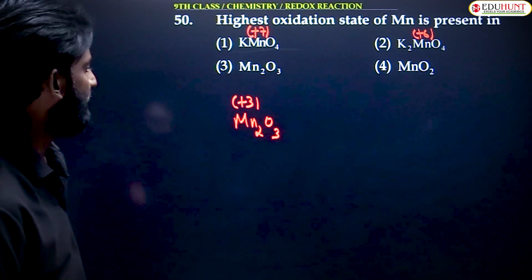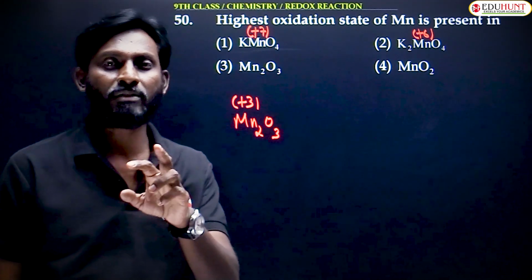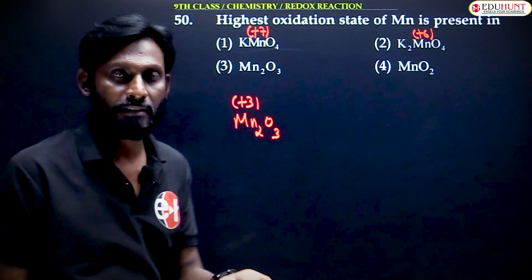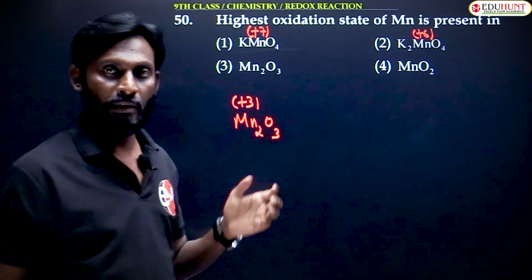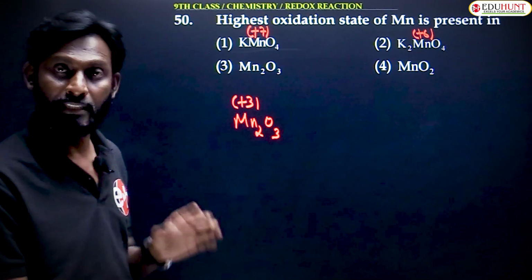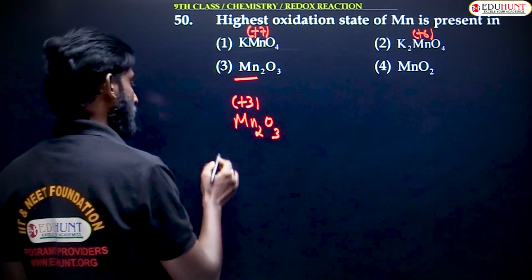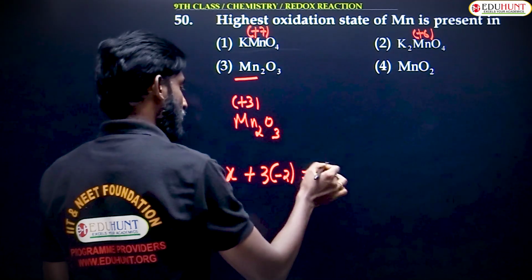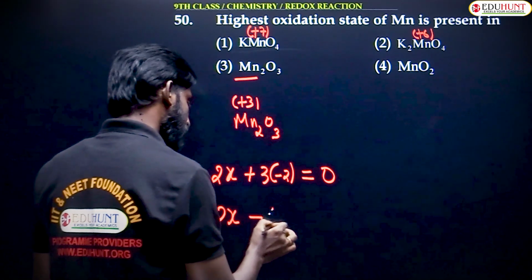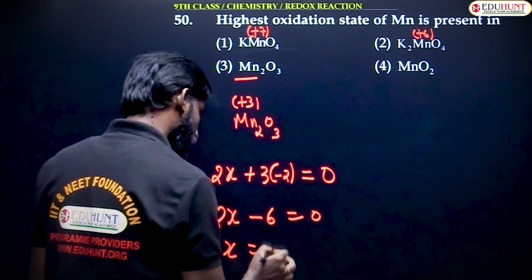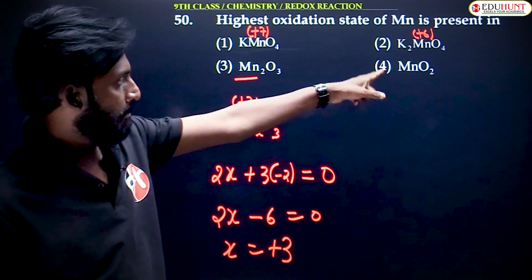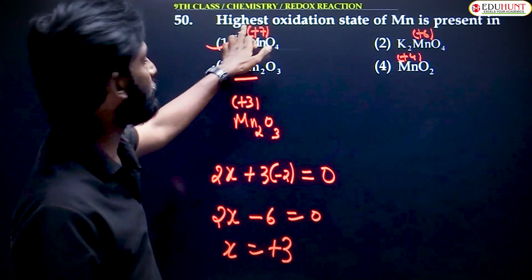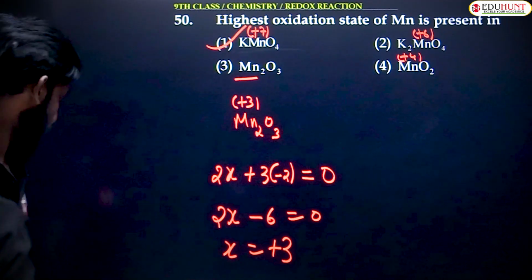Just by the look I identified, because 3 oxygens, each oxygen requires 2, so 3 oxygens means 3 twos are minus 6. So obviously 2 manganese will contribute plus 6. So each manganese is plus 3, or you can calculate, 2x plus 3 into minus 2 is equal to 0. So 2x minus 6 is equal to 0, x is equal to plus 3. What about MnO2? In MnO2, manganese will be in plus 4 state. The highest will be the first option.